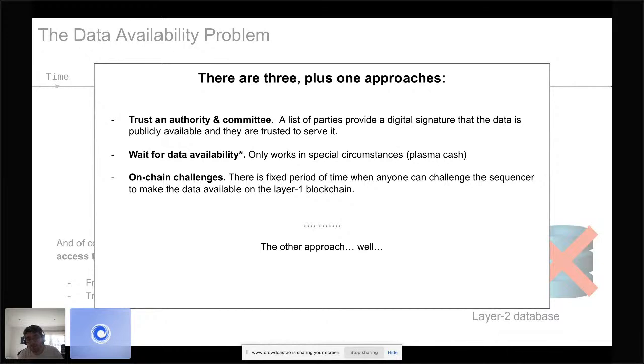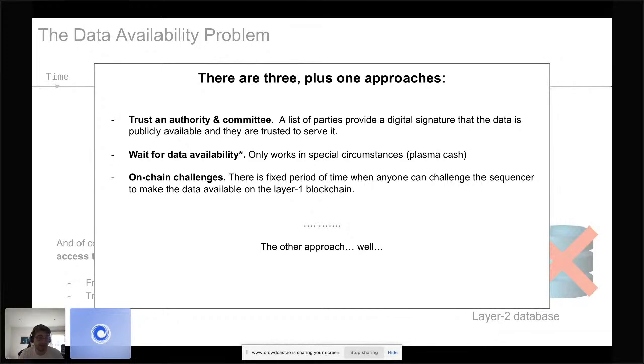The second approach is to wait for data availability. I won't talk much about it here, but this is how Plasma Cash works. It's actually one of the only real solutions to the problem, but it only works in special circumstances and it's not really practical. The third one is an on-chain challenge. Every time there's a new checkpoint, there's a dispute period where any user could say, sequencer, make this data available on the layer 1 blockchain. Then the sequencer would have to respond and make that available.